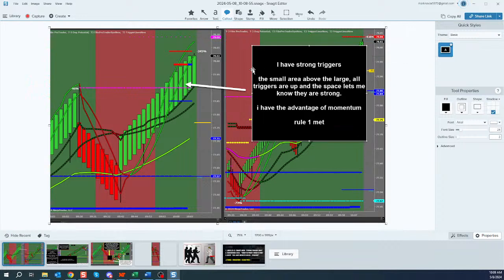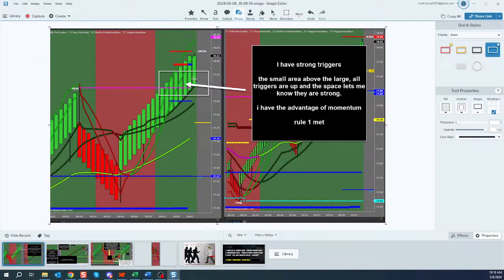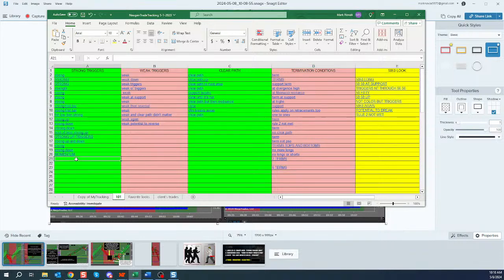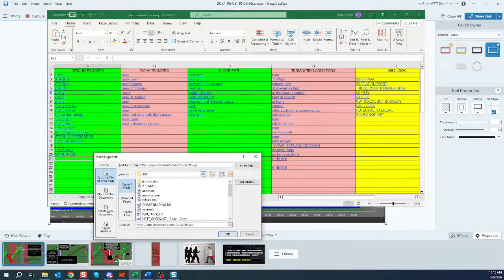Do you guys see how I took one look and I associated words with it, right? This look means momentum. This look means rule number 1. This look is smalls above the large. This is strong triggers. I'm going to take this look and I'm going to upload it to my screencast and I'm going to go to my 101 page and I'm going to call this strong triggers. So now I am one more picture closer to being where I want to be.